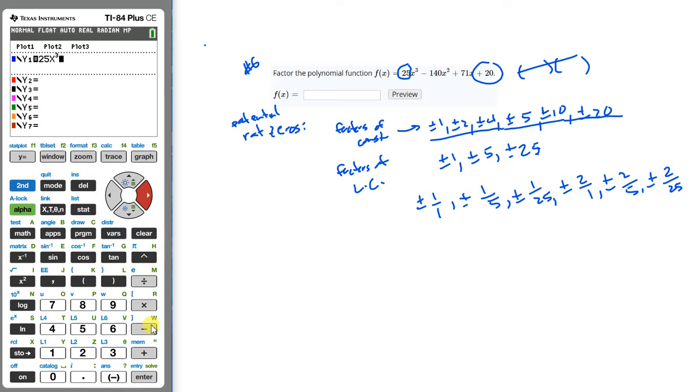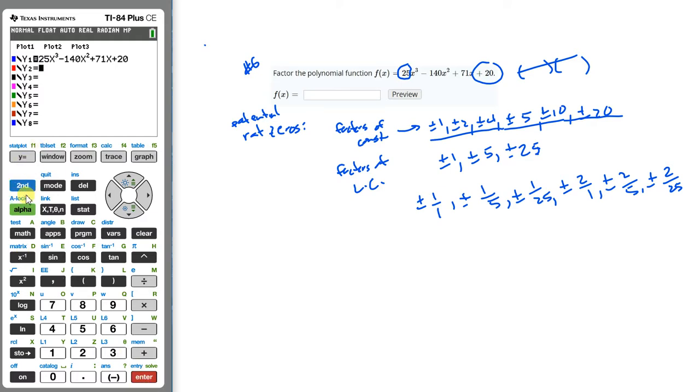Now, when you do the minus 140, just use the subtraction operation, which is here. Do not use the negative symbol. That's just for negative numbers. Okay, so minus 140x to the 2. For x to the 2, you can just use this x squared button, save a little time. And then plus 71x, and then plus 20. Okay, so I've got the polynomial in there.